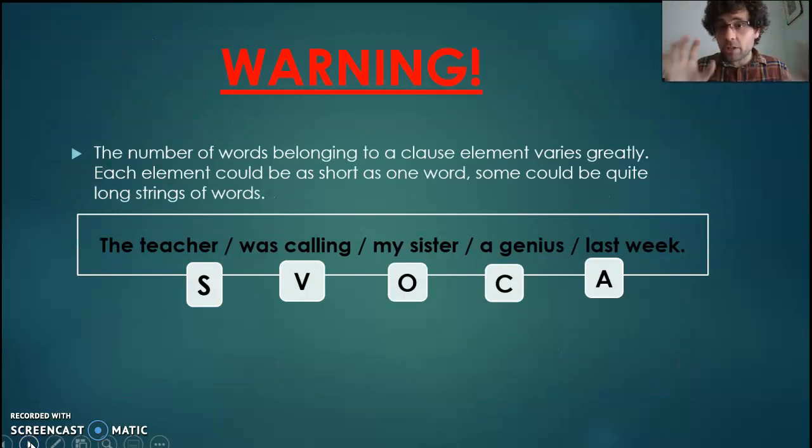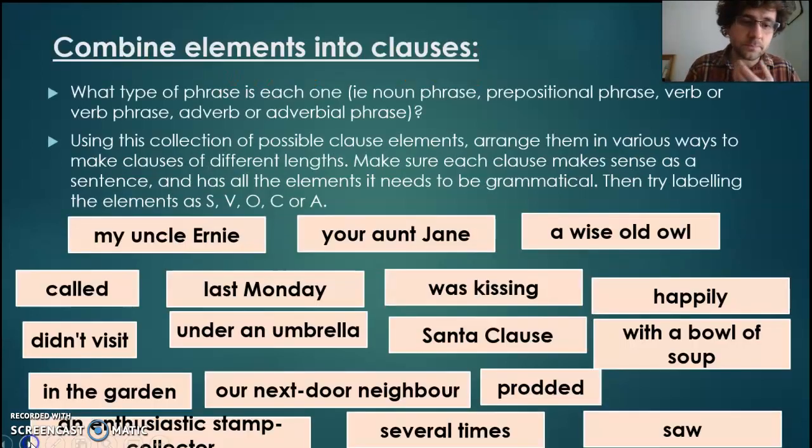What this means is when you're looking at grammar, you don't just need to talk about the words and phrases. You could also talk about what's the subject, what's the object. Okay, we looked at passive voice. That's great because it takes away the subject. Why have they done that? Okay, we've changed the elements here, but the teacher was calling my sister a genius last week. Okay, still has those five steps.